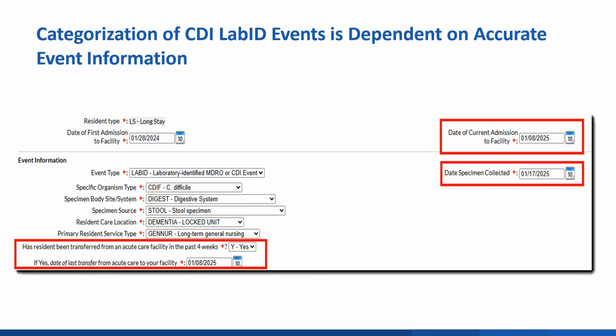Based on the events in the screenshot, you will be able to determine this event will be categorized as ACT LO since the specimen was collected more than 3 days after the current admission date of January 8th, and since the resident was transferred from an acute care facility in the previous 4 weeks.